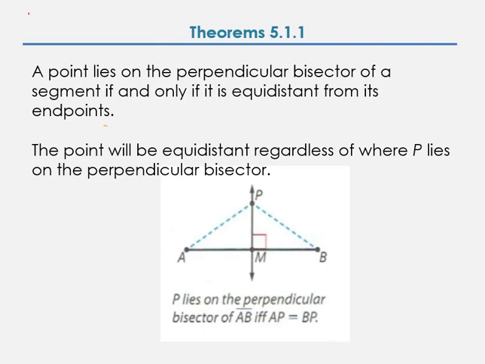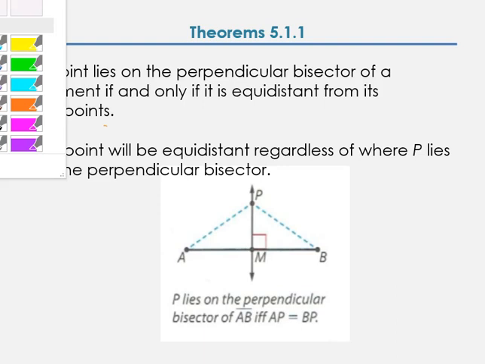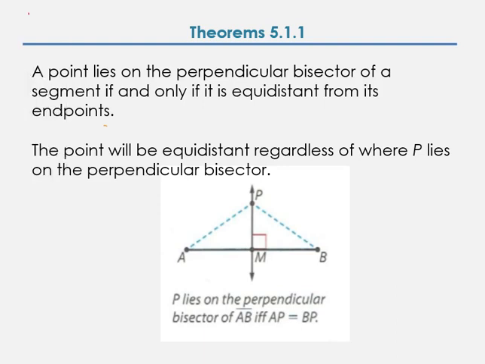So let's take a look at this. We have a segment AB, and we have a perpendicular bisector, which means that segment AM and segment BM are congruent to each other. So we've already learned this before. And we also know that we have a perpendicular bisector. We create 90-degree angles.